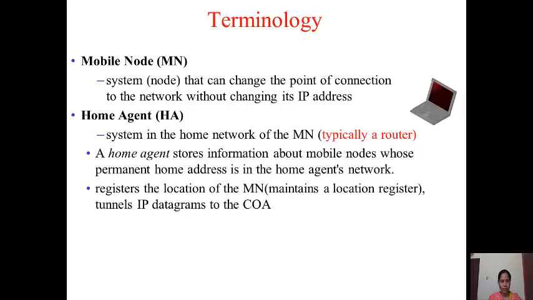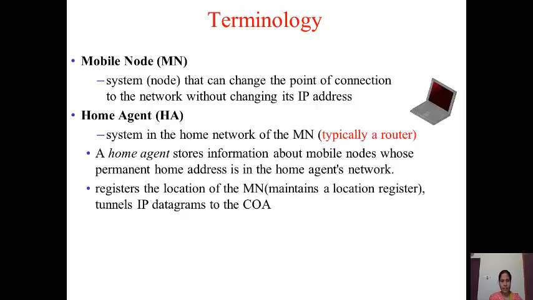So with these fundamentals, let us understand certain terminologies that we need for the subsequent discussions. One is the mobile node. A mobile node is just a system that can change its point of connection to the network without changing its IP address. So this is very important. Home agent, as I said, is a system in the home network. It is an agent that maintains certain details about the mobile nodes in the home network, which is nothing but the permanent address. And this home agent is nothing but a typical router. Okay. And as I said, it registers the location of the mobile node with the help of a main location register. And whenever a packet is intended for this node, it will tunnel the IP datagrams to the care-of address.